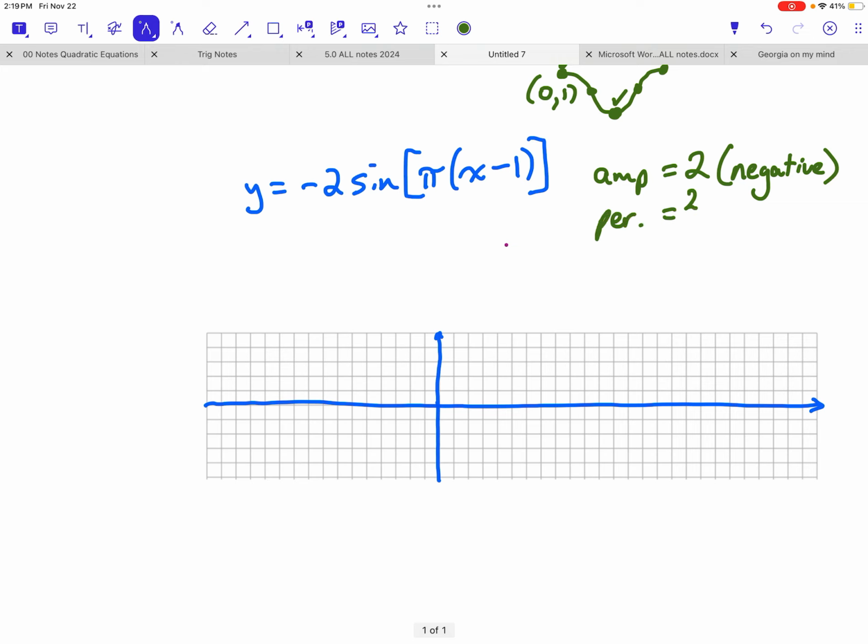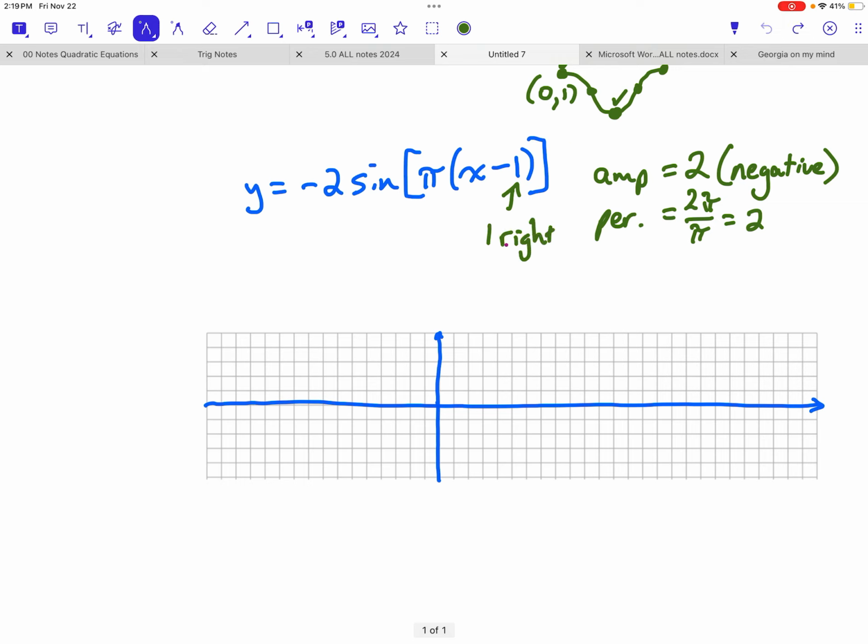And then the period is 2 pi over k, and here we have k as pi, so it's 2 pi over pi, which is 2. A little weird, we don't have a pi anymore. So the period is 2. The shift is 1 to the right.